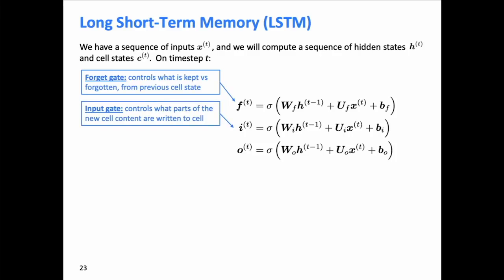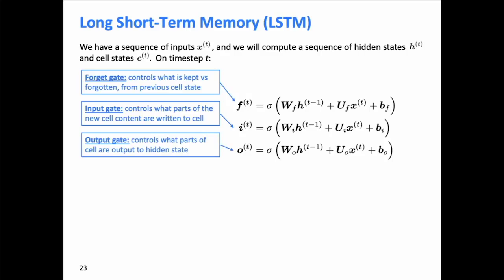The next gate is called the input gate. This one controls what parts of the new cell content are written to the cell. So you have this memory cell, and this is controlling how and what you get to write to the memory cell. The last one is called the output gate. This one controls what parts of the cell are output to the hidden state. You could view this as the read function, right? We're going to read some information from our memory cell, and that's going to get put into our hidden state, and this gate is going to control that.